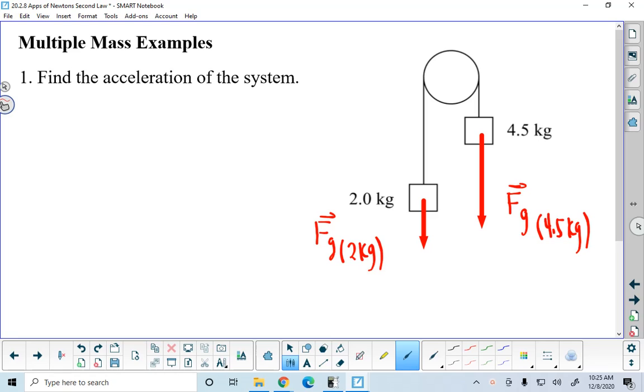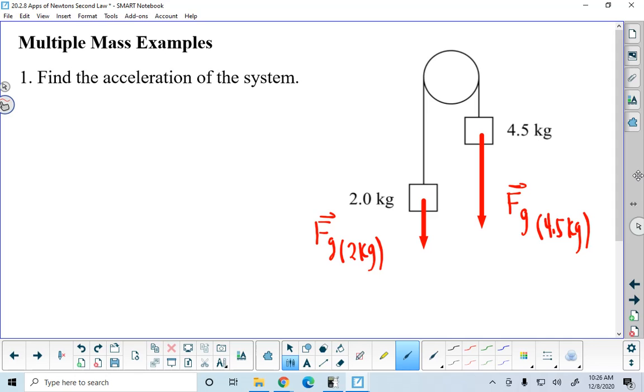In post-secondary, you also draw in tensions on each mass, but I think from my experience, if we start doing that, it gets too confusing. Let's limit ourselves to these two forces because really those are the real forces acting on them. The basic idea is that the 2 kilogram mass will exert an upward tension on the 4.5 kilogram mass, and the 4.5 kilogram mass is pulling the 2 kilogram mass up. We don't need to worry about that. What we need to recognize is that this pulley results in these two forces being in opposite directions.